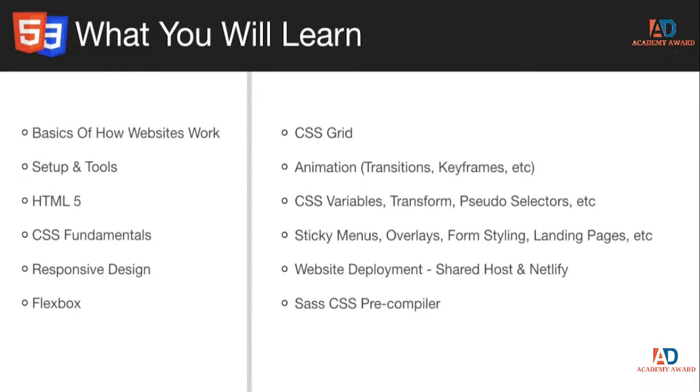So here's a summary of some of the things that we'll be going over in this course. We'll start with the basics of how websites work and how the internet works in general in terms of IP addresses, how exactly a website that's stored on a server somewhere else gets displayed in your browser. We'll look at setup and tools. We're using a text editor called VS Code, which is definitely the most popular editor in the web development world, and we'll be using tools such as Emmet.